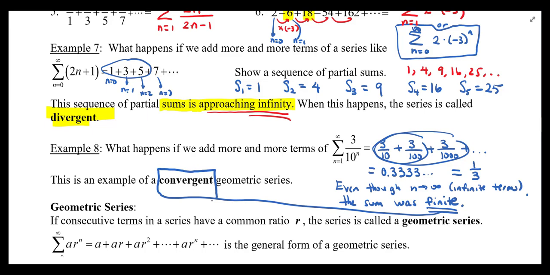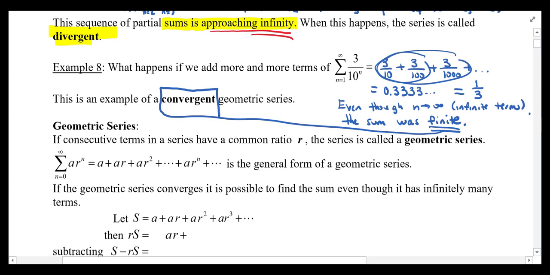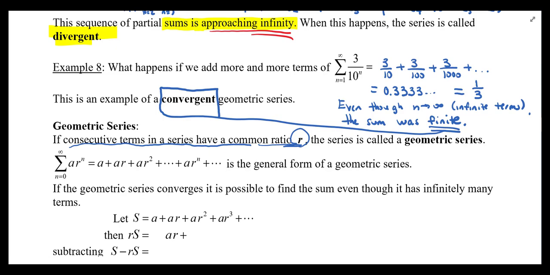Now, why is this one called a geometric series? One last terminology for this page. It's called a geometric series because if consecutive terms in a series have a common ratio of r, meaning to get from one term to the next, you're multiplying by the same number, then this series is called a geometric series. In our previous series, what number were we multiplying every single time? To go from 3/10 to 3/100, we multiplied by 1/10. To get to 3/1000, we multiplied again by 1/10. And so in that particular series, our r, or common ratio, was 1/10.